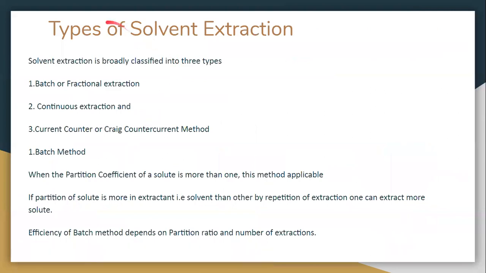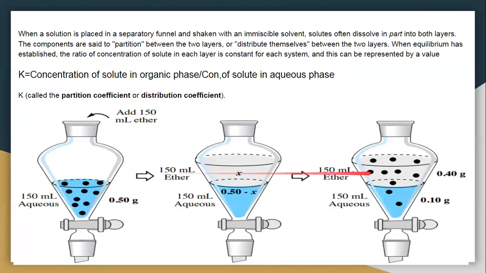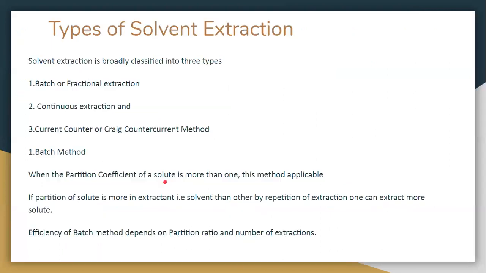Next, let's see the types of solvent extraction. In our syllabus we have three types of solvent extraction. One is batch or fractional extraction, the second is continuous extraction, and the third is counter current extraction, also known as the Craig counter current method. Batch extraction is very similar to this one.